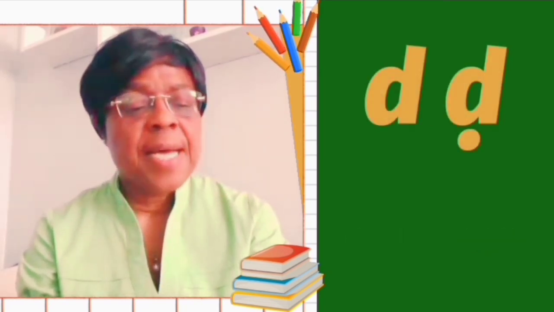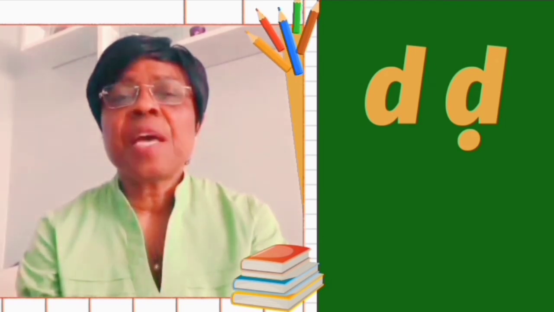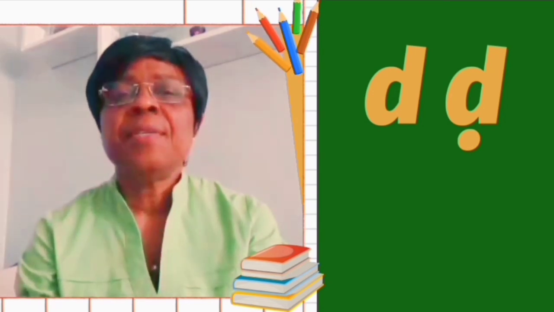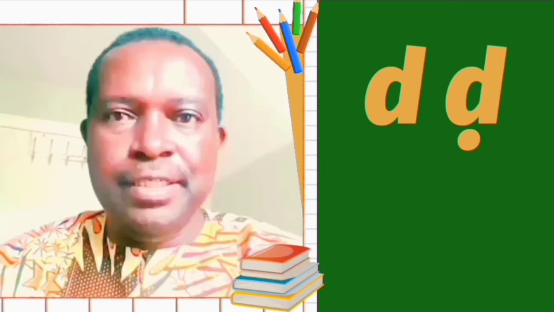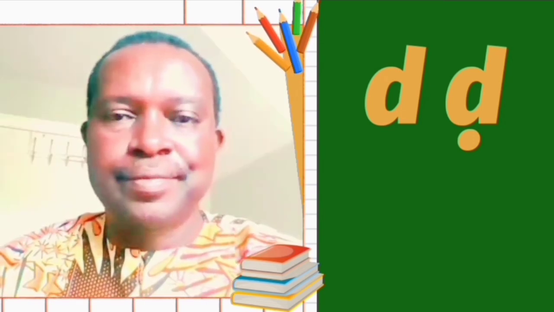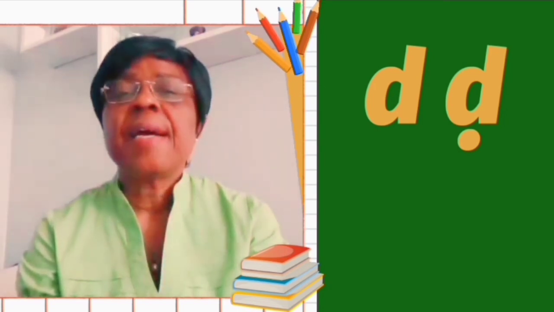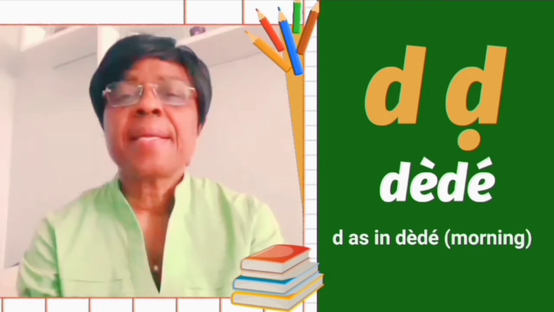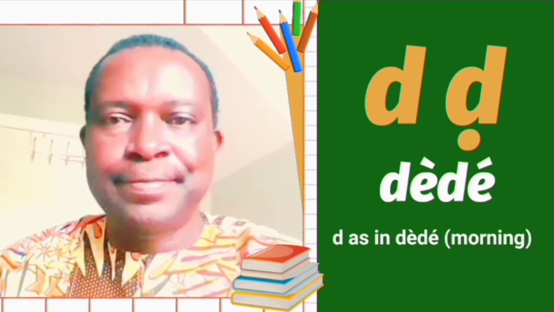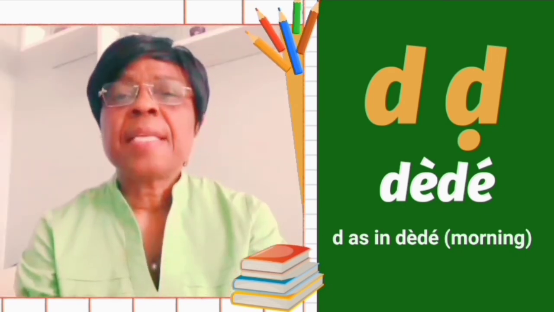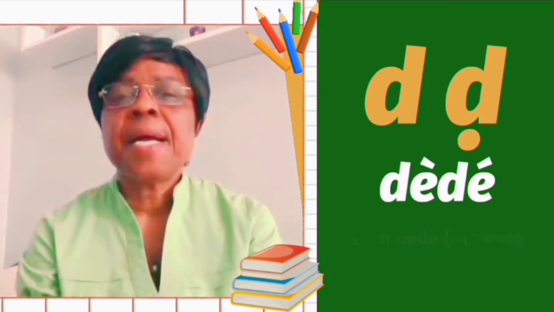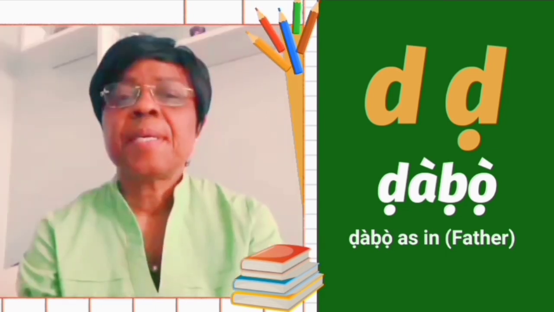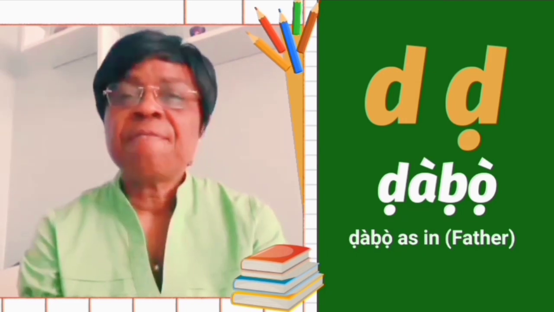We'll go on to letter D. D has two sounds in Kirikeni Okwein. Can you say them both, please? D. Well done. Example of D, dede. Dede means morning. An example of the other D would be dabo. Can you say one more time? Dabo. And that means father or daddy.